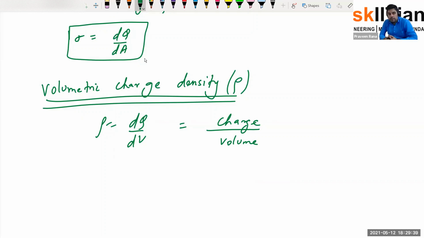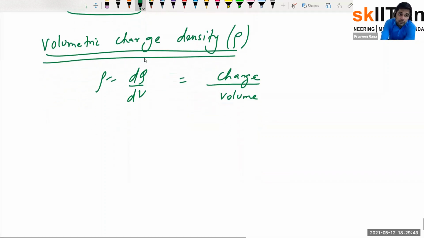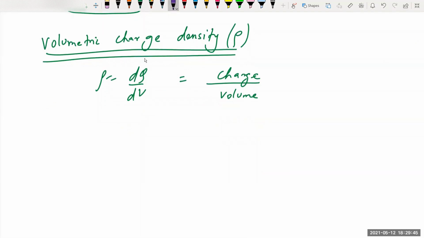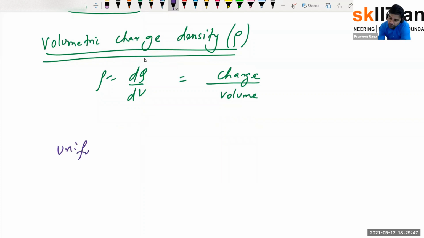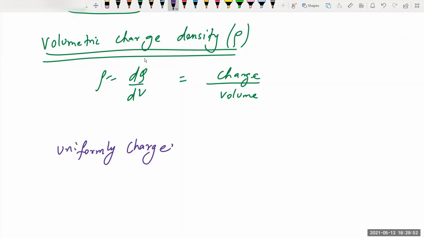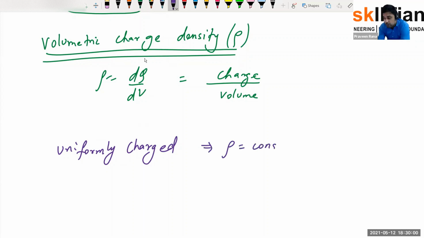So now in the heading, I used electric field due to a uniformly charged sphere. When I say uniformly charged, what would it mean? The charge is the same everywhere. Exactly. So which quantity is constant? Density. Exactly. Our volumetric charge density will be a constant, right?